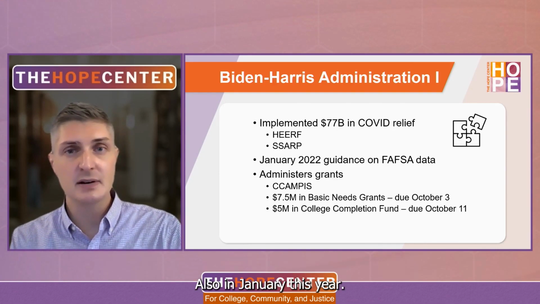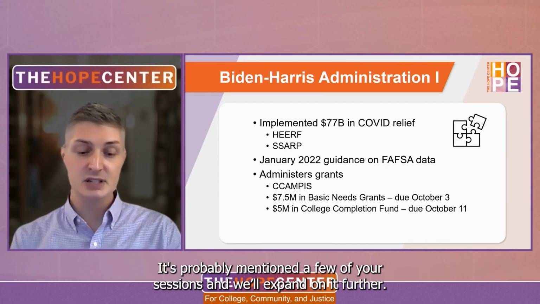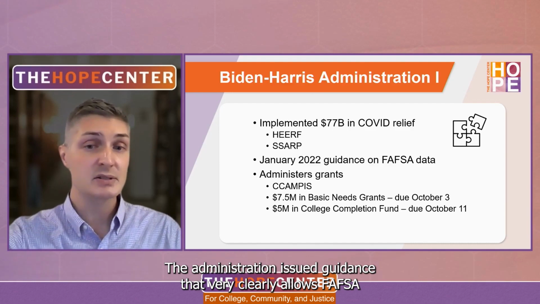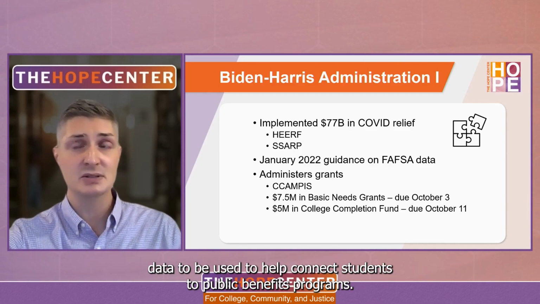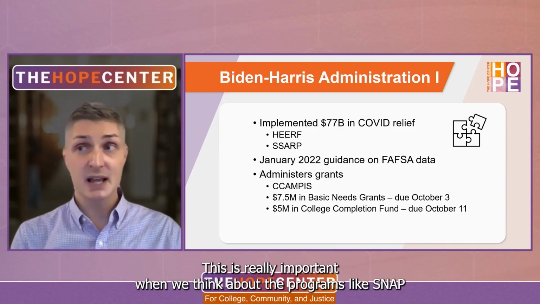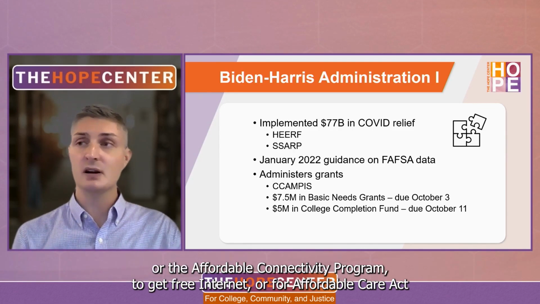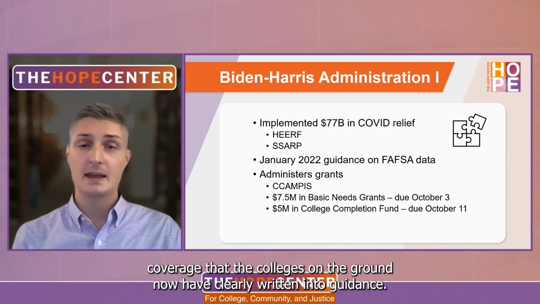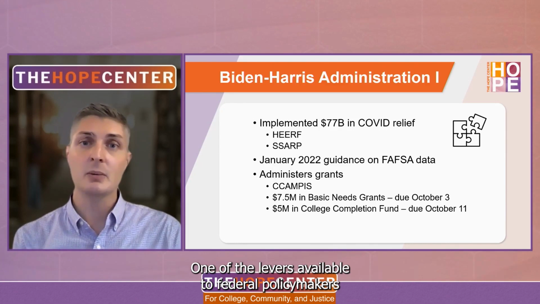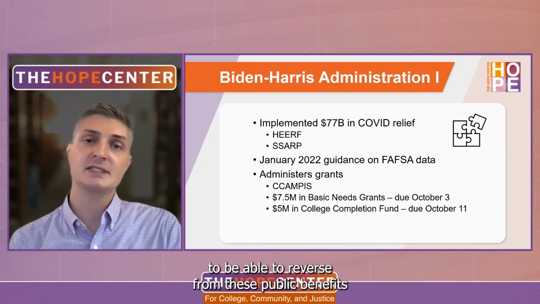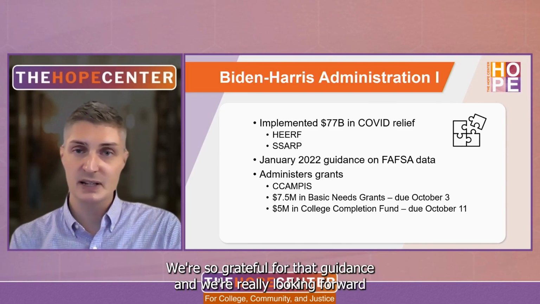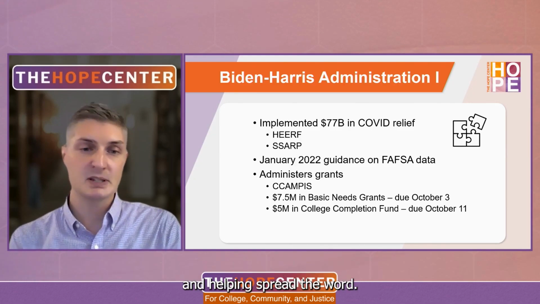Also in January this year, it's probably mentioned in a few of your sessions, and we'll expand on it further, the administration issued guidance that very clearly allows FAFSA data to be used to help connect students to public benefits programs. This is really important when we think about programs like SNAP or the Affordable Connectivity Program, Get Free Internet, or Affordable Care Act coverage, that the colleges on the ground now have clearly written into guidance one of the levers available to federal policymakers, to be able to refer students to these public benefits and help them cover their non-tuition costs. We're so grateful for that guidance, and we're really looking forward to seeing it implemented by more colleges across the country and helping spread the word.